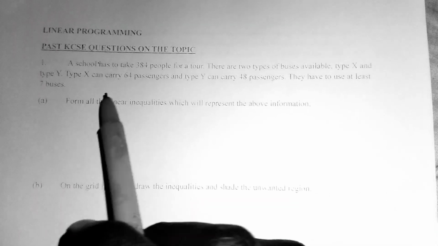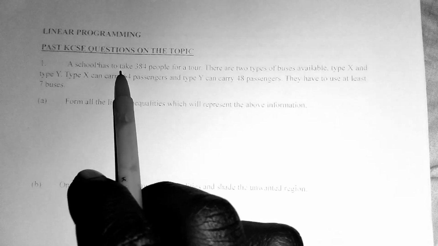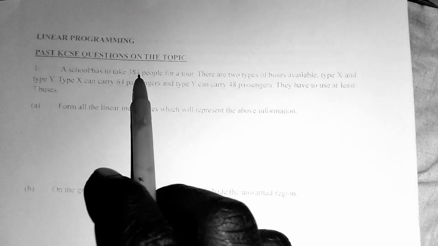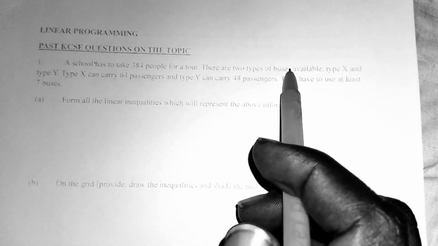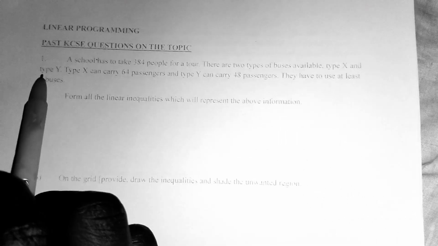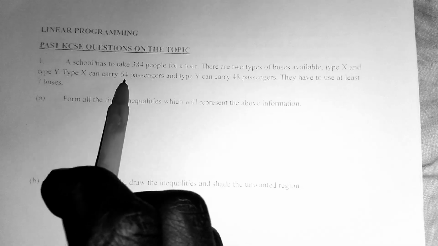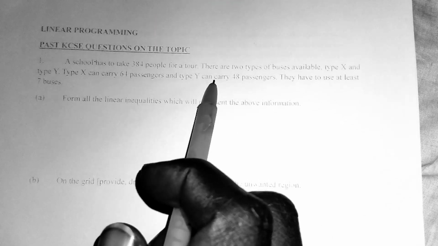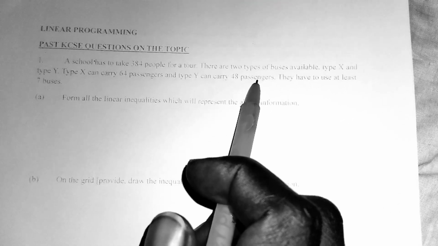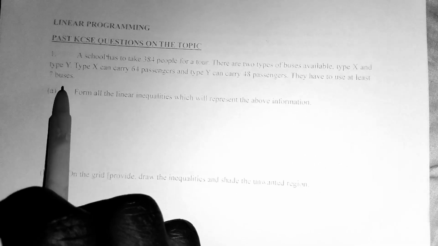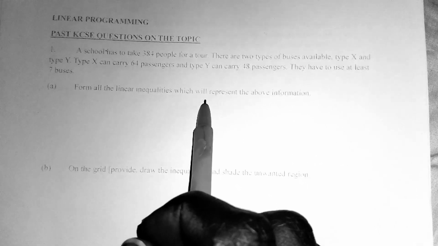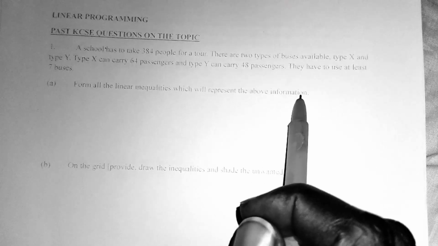So we have a question. A school has to take 384 people for a tour. There are two types of buses available, type X and type Y. Type X can carry 64 passengers and type Y can carry 48 passengers. They have to use at least 7 buses. Form all the inequalities which represent the above information.